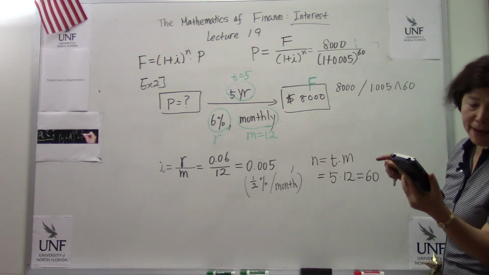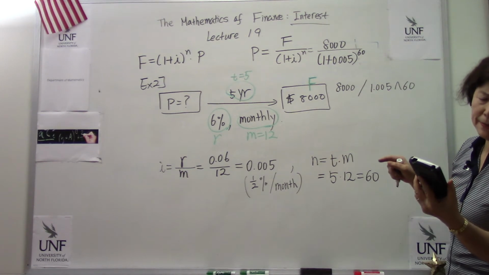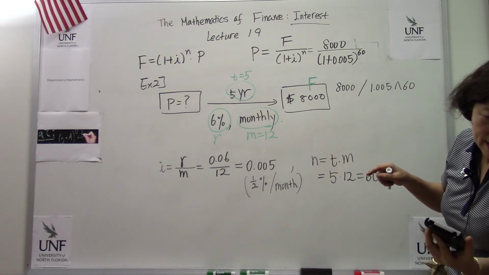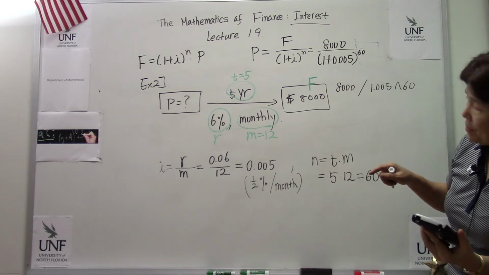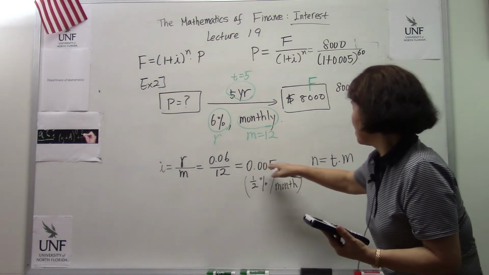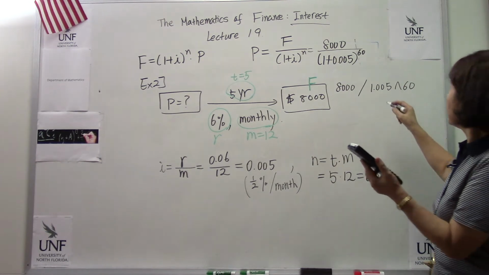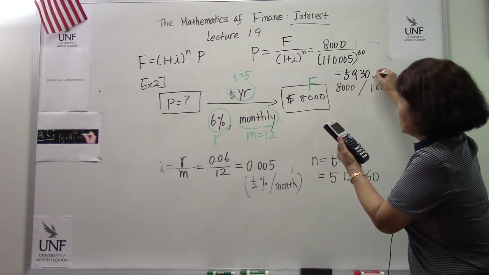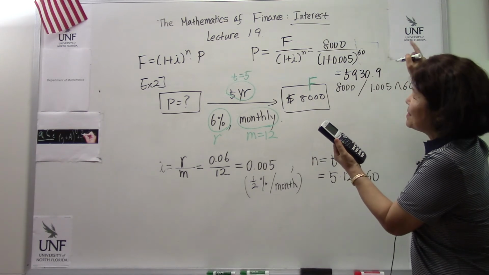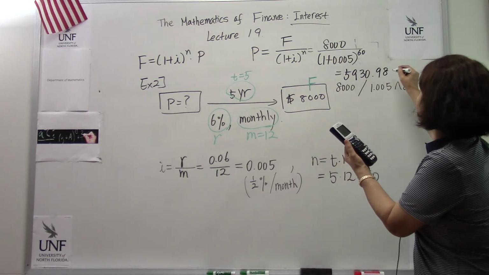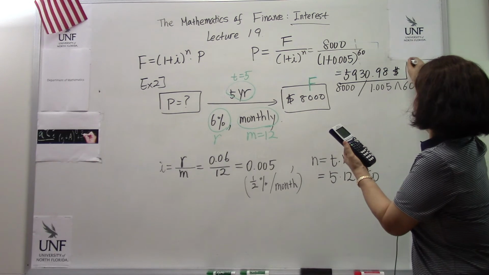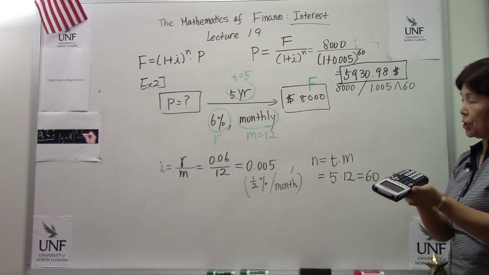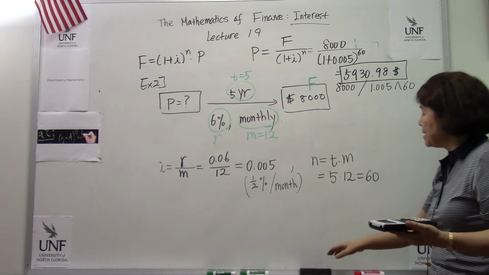So how much do you have? Compounded monthly, so that's correct. That gives you $5,930.98. So this is the solution.